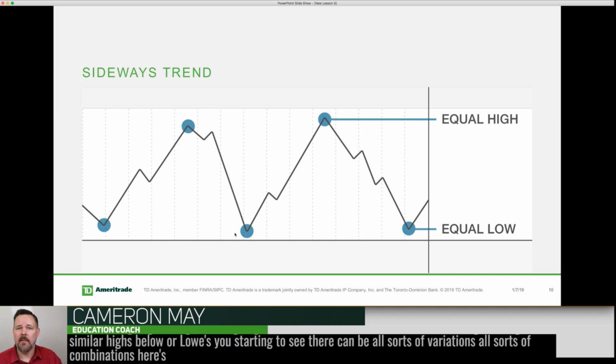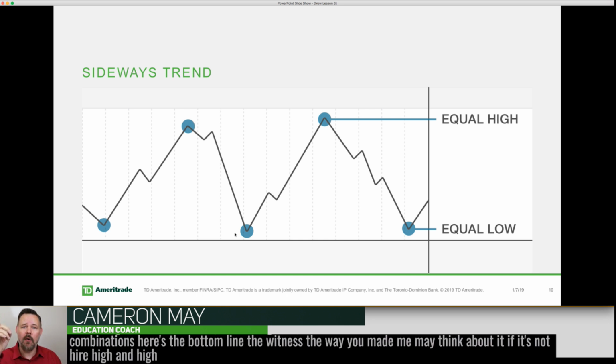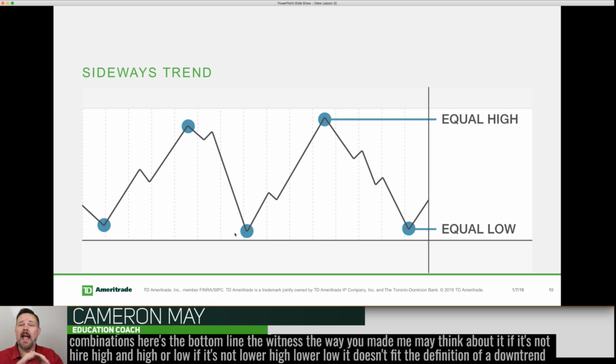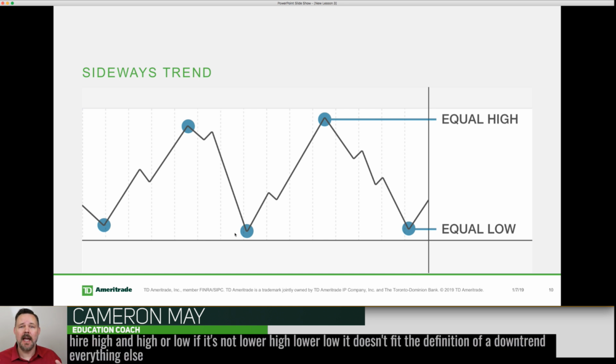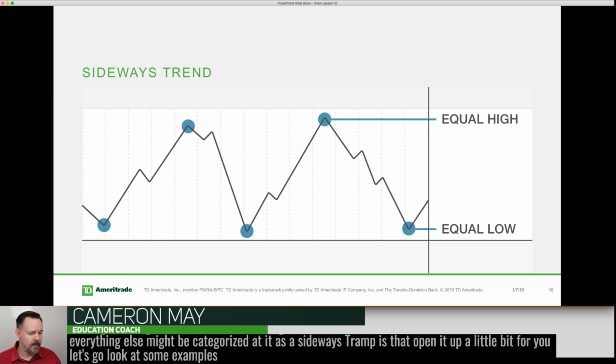Here's the bottom line, the way you may think about it. If it's not higher high and higher low, it's not an uptrend. If it's not lower high and lower low, it doesn't fit the definition of a downtrend. Everything else might be categorized as a sideways trend. Does that open it up a little bit for you? Let's go look at some examples.